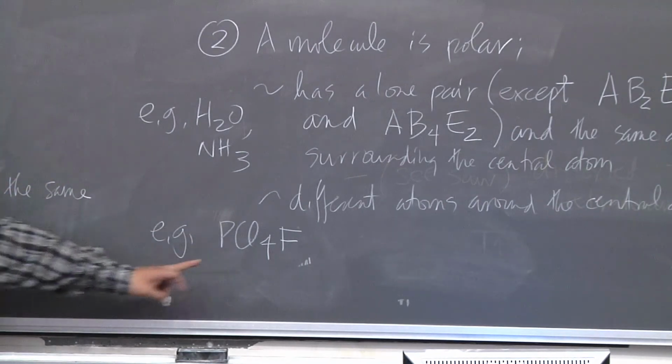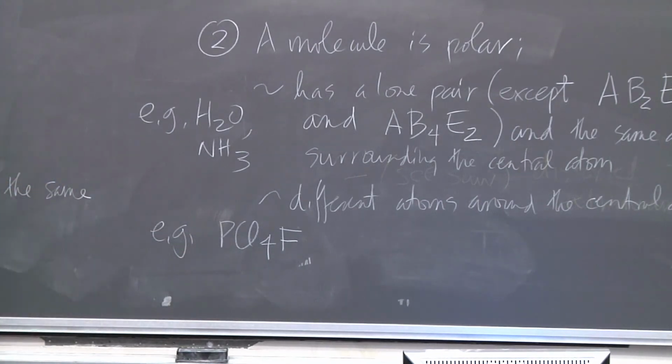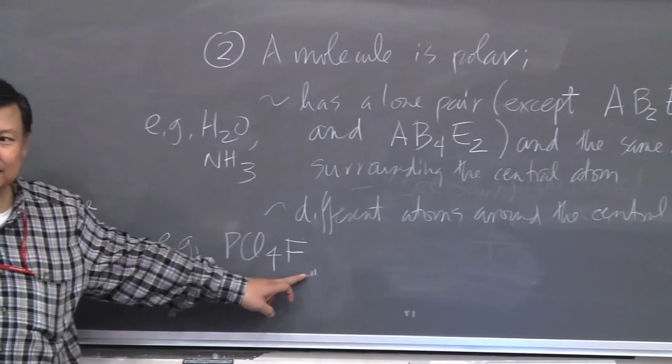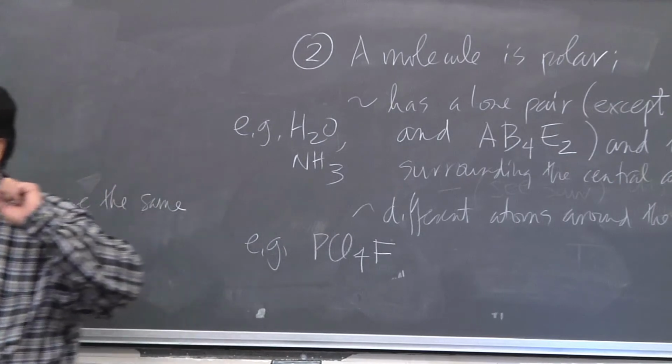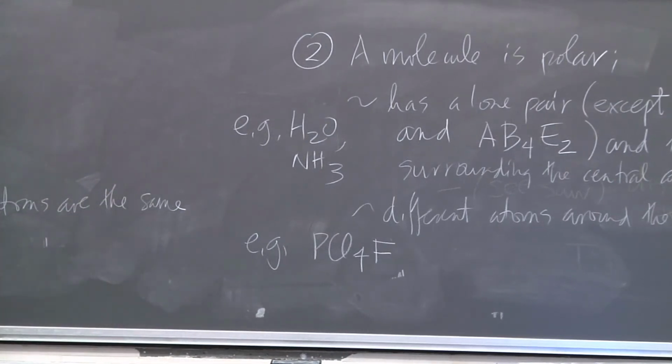What is this structure? Remember, PCl5 is nonpolar. But change one of the chlorines, now they're not all the same around the central atom, it becomes polar. Okay? So PCl5 will be nonpolar, but if I change at least one of them, it becomes polar. Okay?